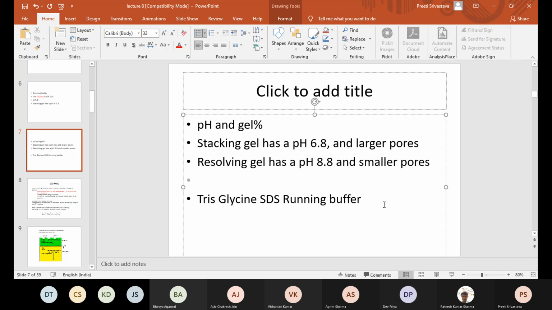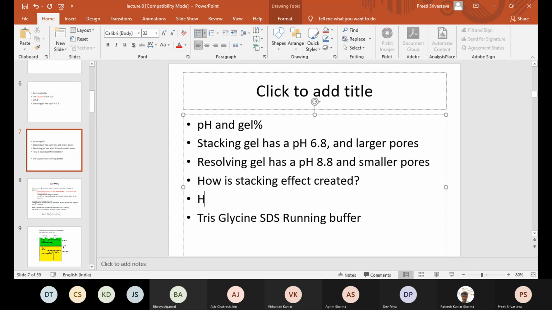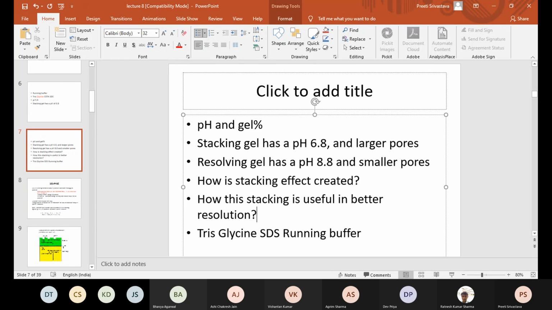Yes, ma'am. Okay, so the point that I was trying to make over here is, the question we are trying to answer is how is the stacking effect created? This is the question that we are trying to understand. How is the stacking effect created and how is this useful in better resolution? So first, how the stacking effect is created, and second, how this stacking is useful in better resolution.